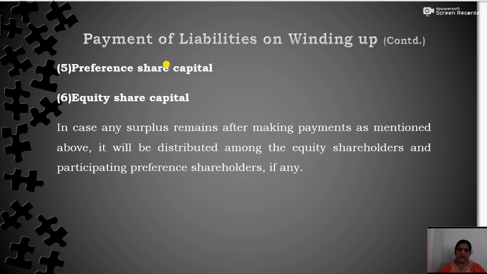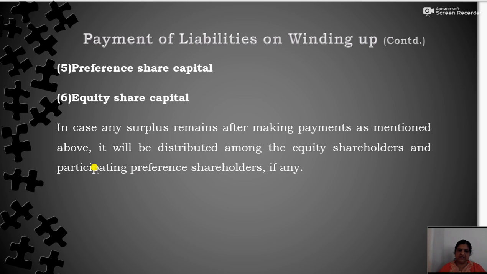Next is preference share capital, then comes equity share capital. So these are the shareholders of the company. After the unsecured creditors comes preference share capital or the preference shareholders, and then comes equity share capital or equity shareholders. In case any surplus remains after making payment as mentioned above, it will be distributed among the equity shareholders and participating preference shareholders. Participating preference shareholders are those shareholders who have a right to participate in the remaining income after making payment of dividend to the preference shareholders at a fixed percentage. Okay, so they are called participating preference shareholders.